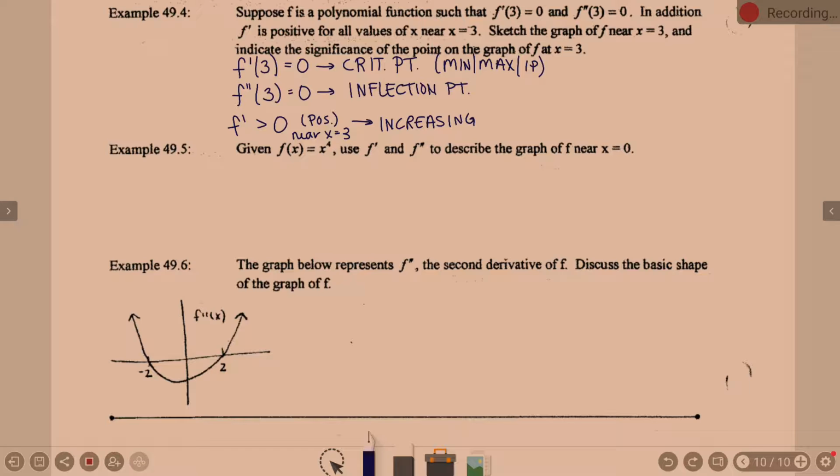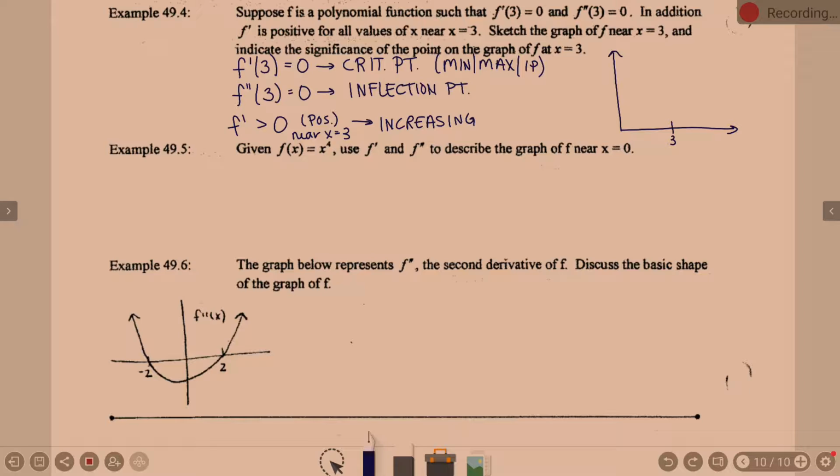Okay, well, you guys are going to have to tell me what to draw, because it says sketch the graph of f near x equals 3 and indicate the significance of the point on the graph of f at x equals 3. So it would be looking like a cubic. Start from down, go up. There's an inflection point at 3, and then go up the other way. Okay. If my entire graph, at least for what we're drawing, is increasing, it's got to be going up the whole time. But there's an inflection point.